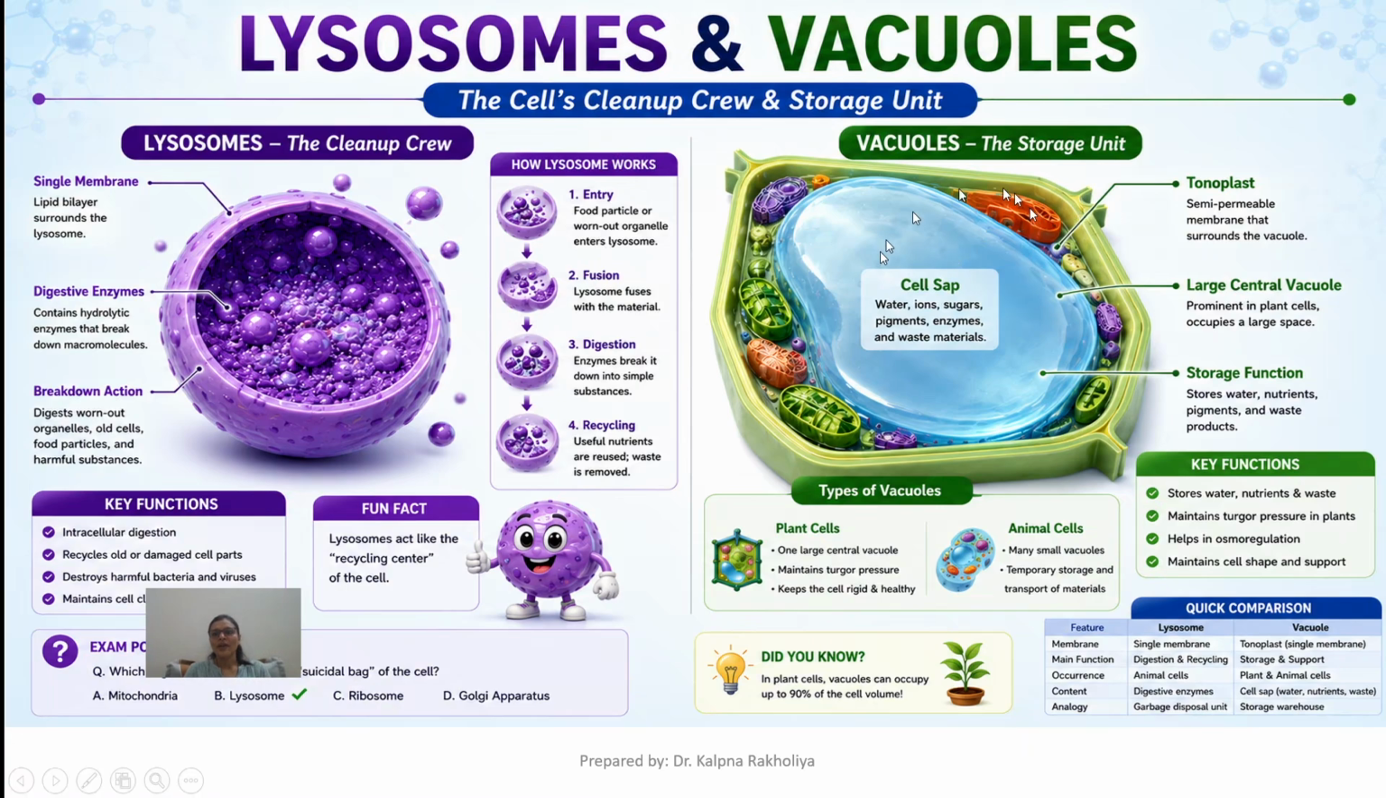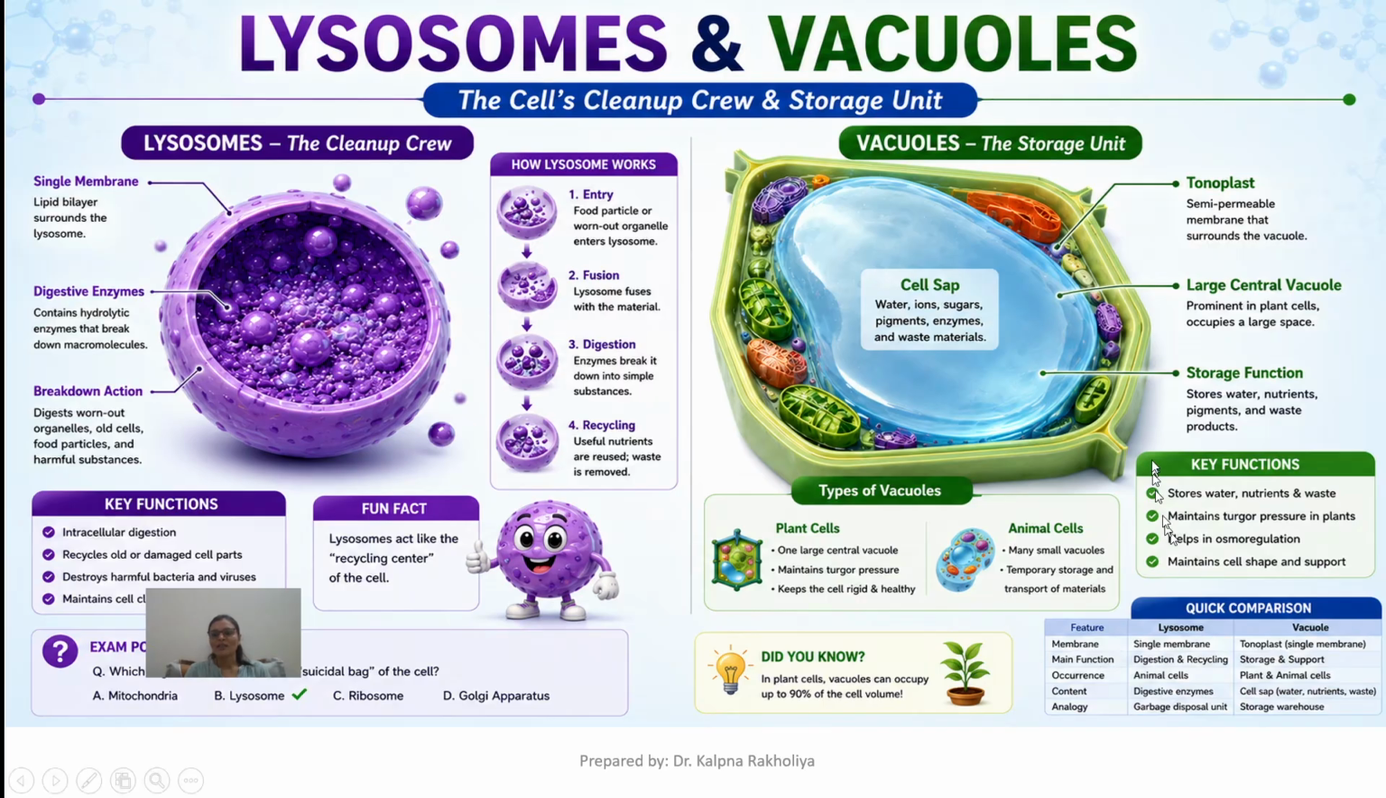In the vacuole, the vacuole membrane is called the tonoplast. This is a semi-permeable membrane that surrounds the vacuole. In the plant cell, a large vacuole is present, while in the case of animals, small vacuoles are present. But in the case of plants, it occupies space to provide turgidity, to maintain turgor pressure in the plant.